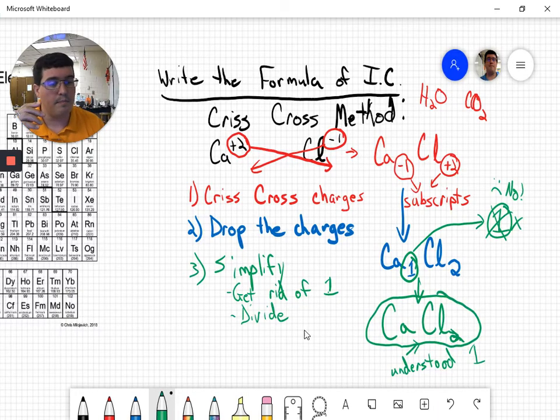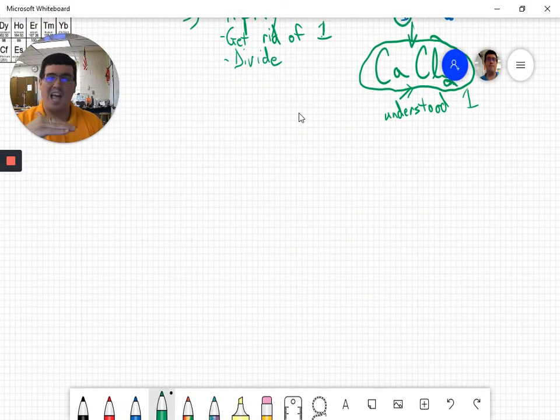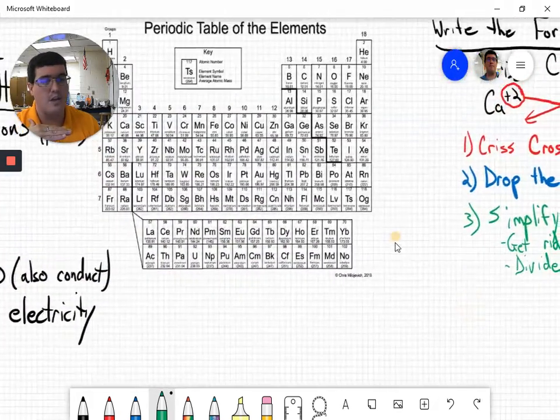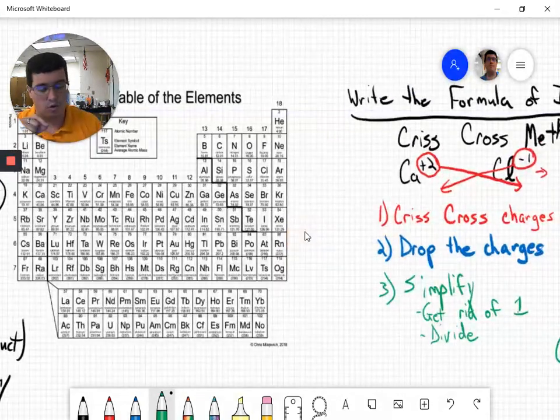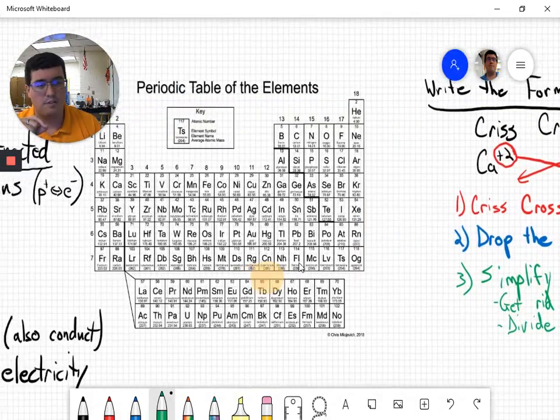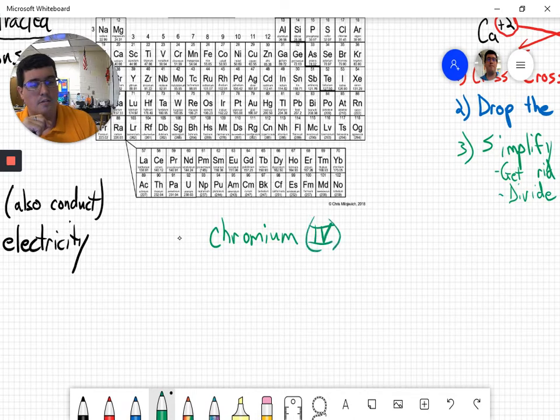All right. Wouldn't be much of a lesson if I didn't give you another problem. What I'm going to do is I'm usually not going to give you the ions. I'm going to give you the names of ions. So, for example, I'm going to give you the name of the compound. So let's look at this one. We are going to do chromium IV oxide.